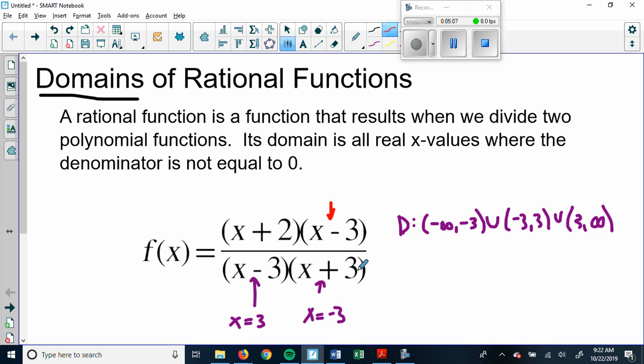Like I said, we're going to make this short, so hopefully that helps you in finding the domains. Stay tuned for the remainder of this lesson as we talk about end behaviors of rational functions.